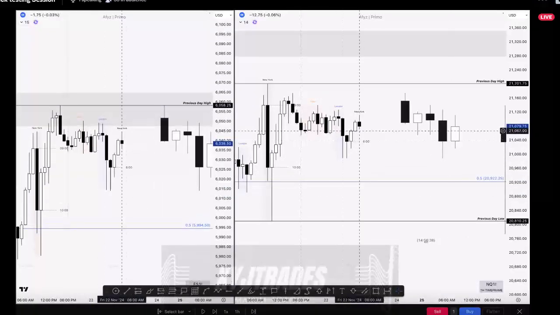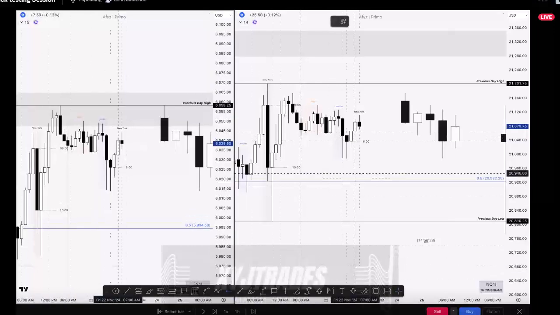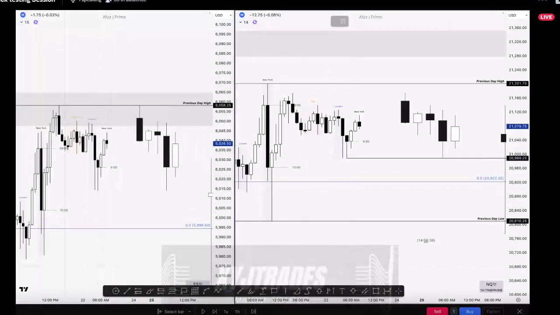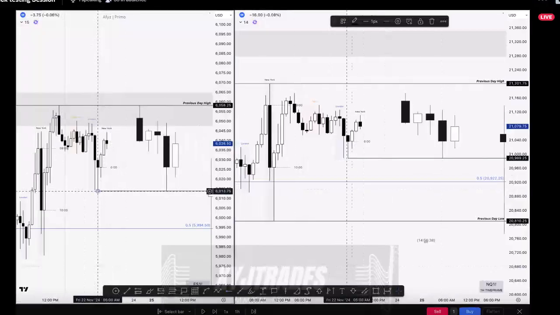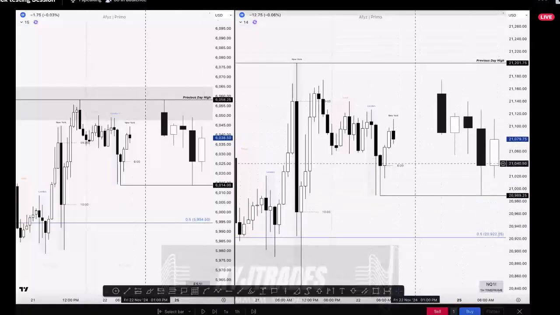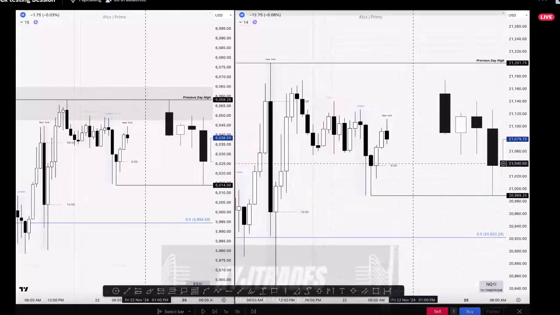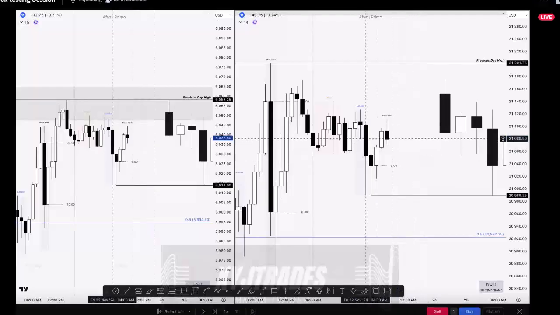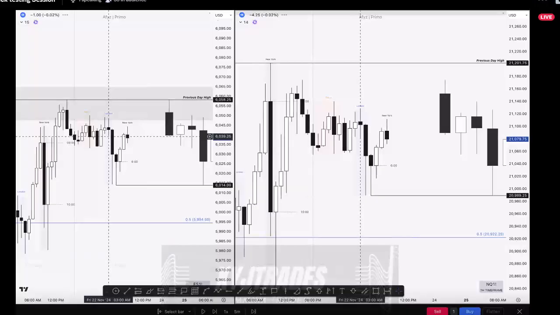So into the New York session, I'm thinking, here's my liquidity, there and up here. These are the two pools of liquidity of the market. Does 8 a.m. reverse is the question I have. Did 8 a.m. reverse in any significant way? Well, let's see. We have a fair value gap in here. Let's see what happens on the lower time frames.